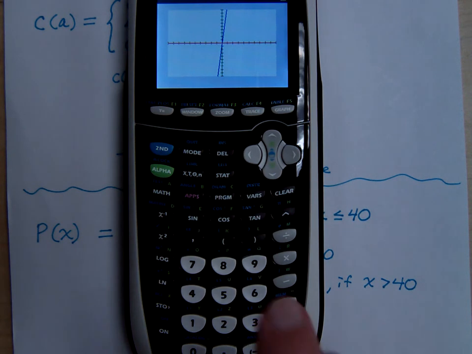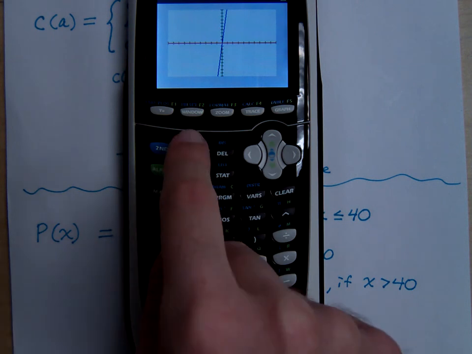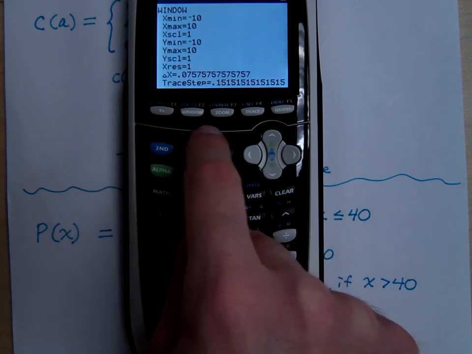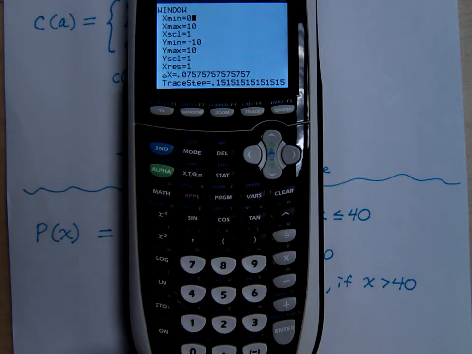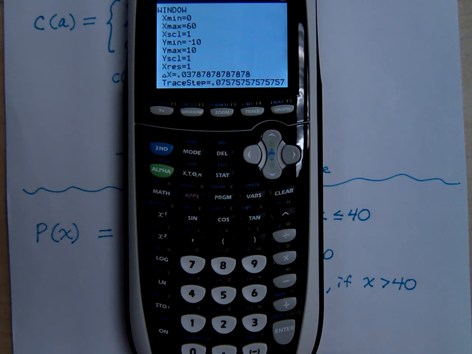My normal window is from negative 10 to 10, so this is kind of stupid right now. Here's what we can do, though. I'm going to go to my window. I'm going to change my setup here. My minimum x should be 0. My maximum, let's say max hours, is going to be 60. Just kind of play around with this. And let's make the x scale to be 5, so every tick mark is going to be worth 5 hours. Now your y scale is going to be for the amount of money that you earn.